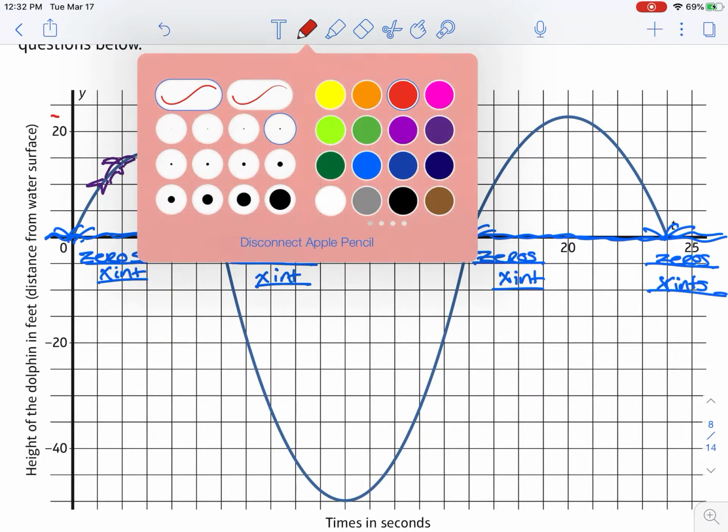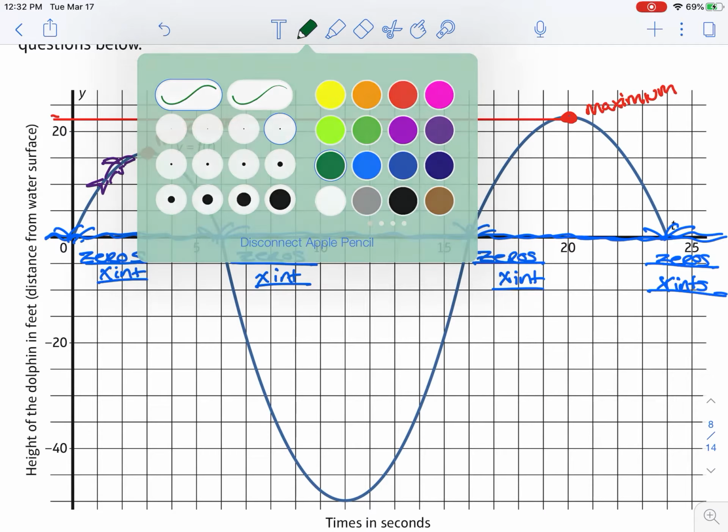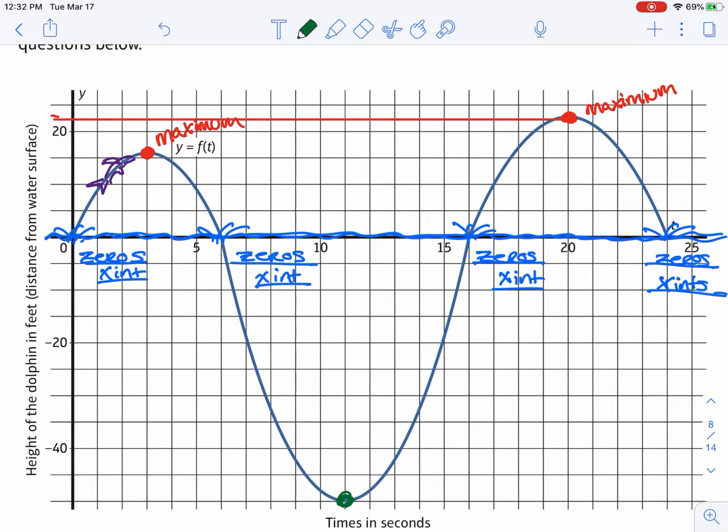Okay. We also need to talk about these 2 points right here. They are special points, and they're called maximums. And I want you to know that this one's the most special maximum because it is the highest of the high. So it's the most special one. This one's the lowest of the low. It's a minimum. It is actually my only minimum because it is the only place that it goes down and then back up.